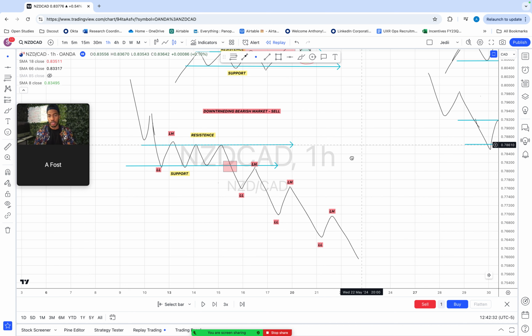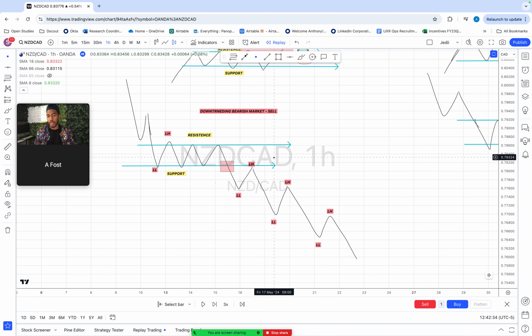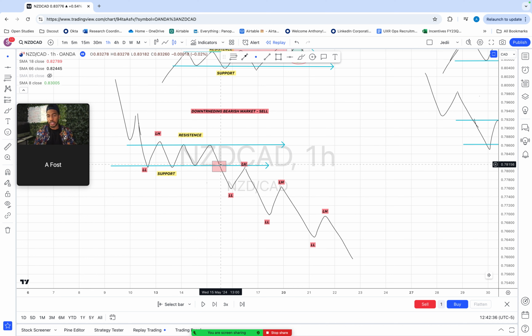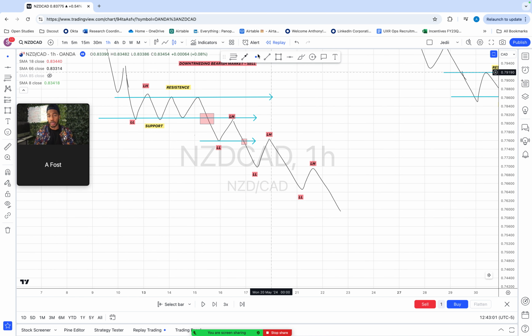Okay. So the same concept exists, right? You have the break of the support, lower low, lower high. Now, that lower low created another support level. So once you have that support right here, you can draw it over. Boom. The market came down and broke out of this support. So it broke another support, created a lower low and a lower high. All signs you're continuing the bearish market.